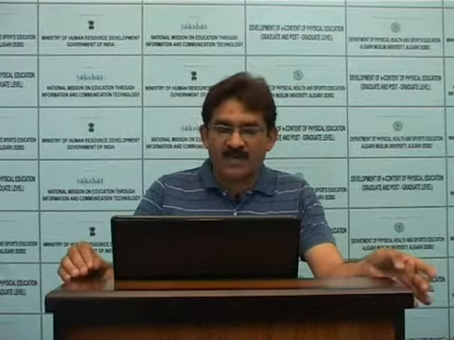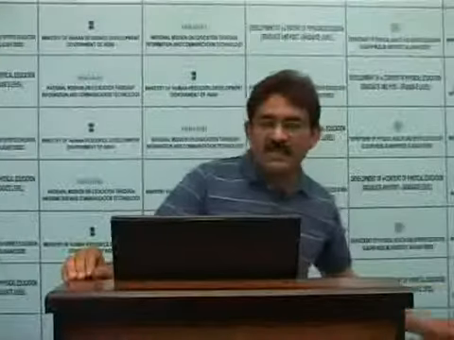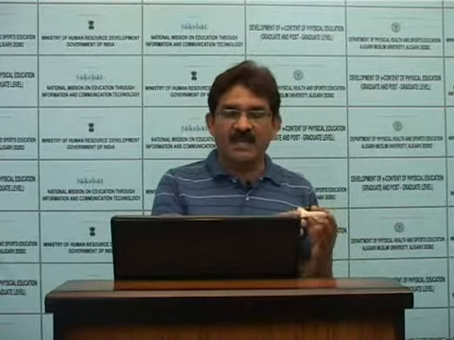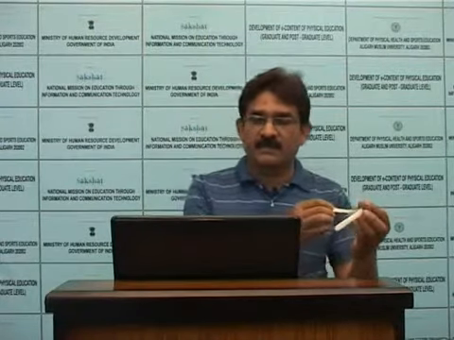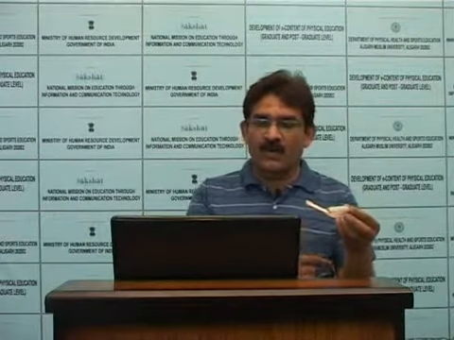Characteristics of a typical rib: posterior end, costal head, costal neck, costal tubercle, shaft, costal angle and costal groove, anterior end. We can say this is the typical rib. This is the posterior end, costal head, neck and costal tubercle. This is the shaft, costal angle, costal groove, anterior end.